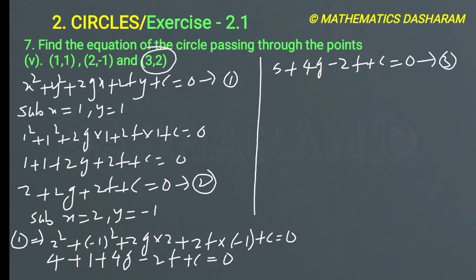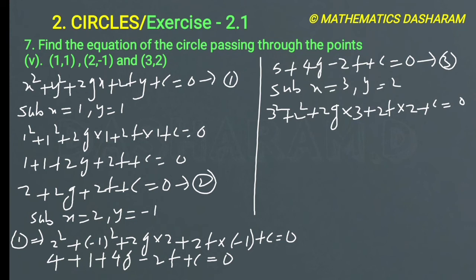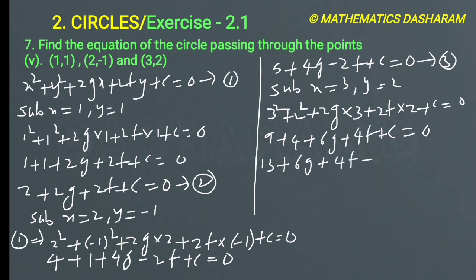Substitute the third point, 3 comma 2. So 9 plus 4 plus 2 3s are 6g plus 2 2s are 4f plus c equals to 0. So 9 plus 4 is 13 plus 6g plus 4f plus c equals to 0, equation 4. So equation 2 minus equation 3.